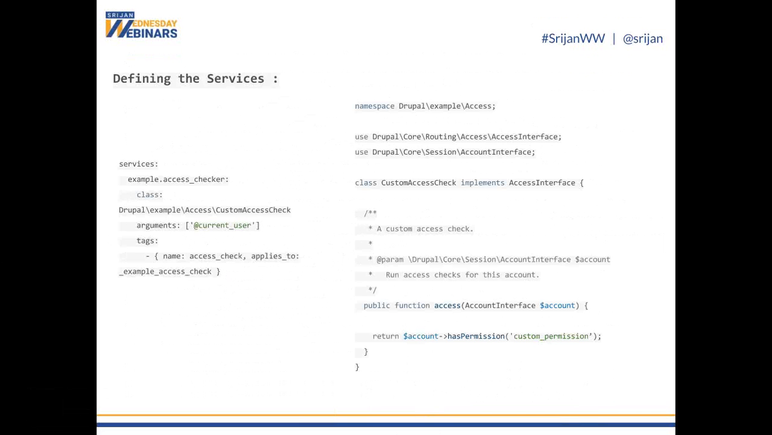For the argument, I don't think we can pass the class name. You just need to pass @ and the argument that's already predefined, like settings and language manager. So it's not the class name that we need to pass. You can check all the arguments that we usually pass in core.services.yml. We can get a lot of ideas from that.